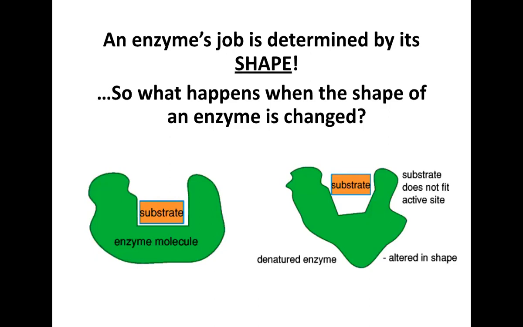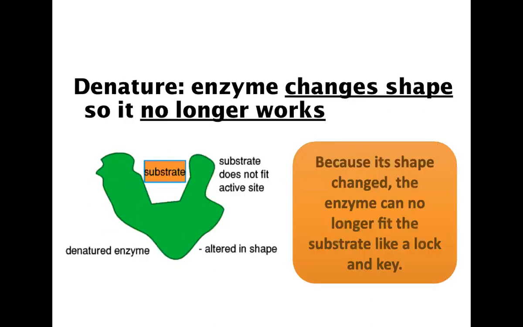No, okay? So what happens here is what we call denaturing, okay? So an enzyme changes its shape and it will no longer work. So if the enzyme shape changes, the substrate's not going to fit, so therefore it is not going to work. That is called denaturing. Make sure we remember that word, it's super important. So because the shape of the enzyme changes, the substrate and the enzyme aren't going to fit like a what? Lock and key, okay? So therefore, it will not work.